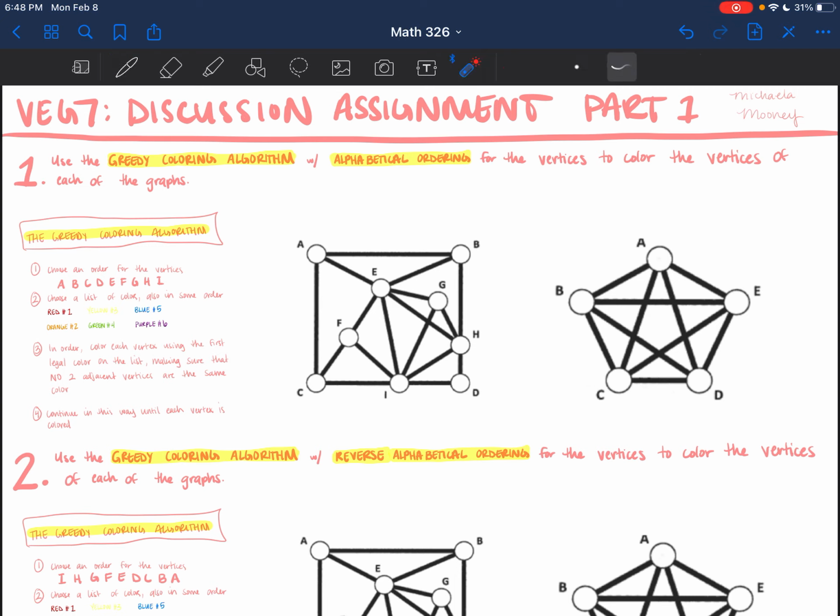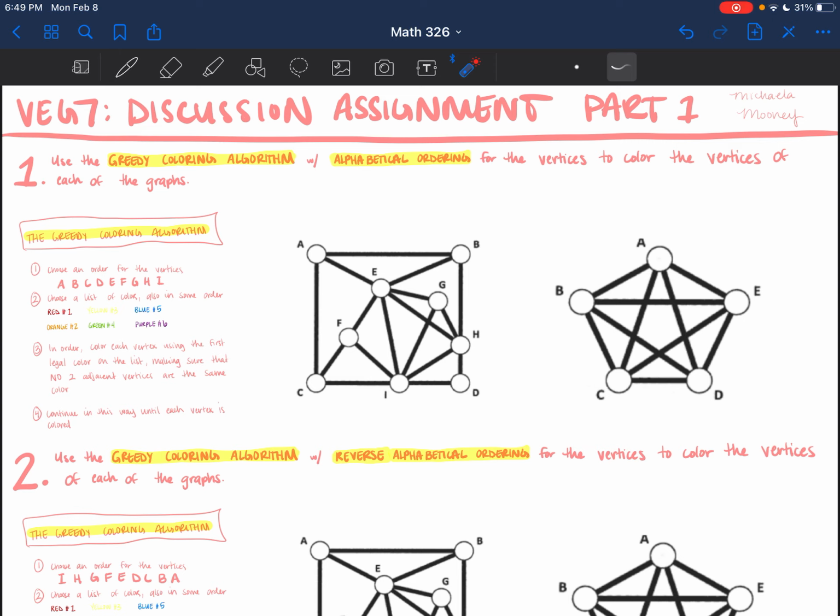And I went ahead and wrote out all of the steps that we're going to be using for the greedy coloring algorithm. Let's take a look at what those are. First we have to choose an order for the vertices, and it already says in the question that we need to use alphabetical order, so I wrote out the alphabetical order. Then number 2, we need to choose a list of colors also in some order. So I chose this list of colors right here, and I numbered them in the order that we'll be using them. They also happen to be in Roy G. Biv order, so that makes it easy too.